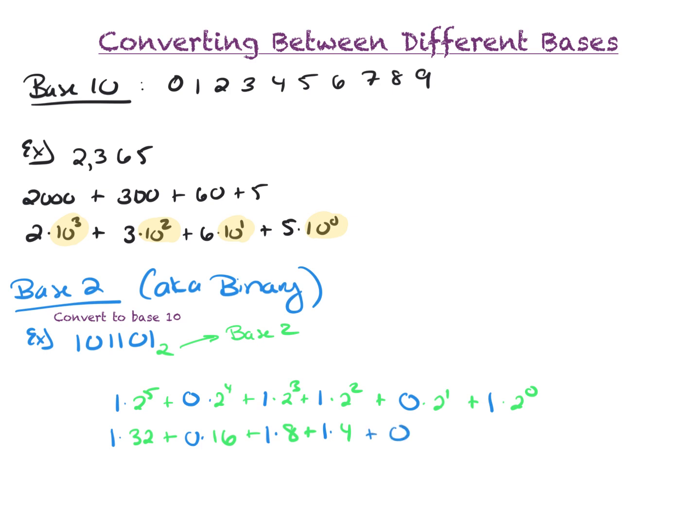0 times 2, and then 1 times 2 to the 1 is 0. Or 2 to the 0 is 1. Alrighty, let's add this all up. This is 32 plus 0 plus 8 plus 4 plus 0 plus 1. So that would be, what, 45. So the number 101101 in base 2 is equal to 45 in base 10.